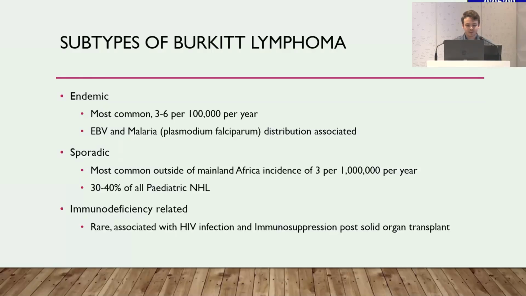The second is sporadic Burkitt's lymphoma. It's the most common form outside of mainland Africa and has an incidence of 3 per 1 million per year and is responsible for 30 to 40% of all pediatric non-Hodgkin's lymphoma. The third and much more rare type is immunodeficiency-related Burkitt's lymphoma. It's associated with HIV and less commonly post-immunosuppressive states after solid organ transplant.